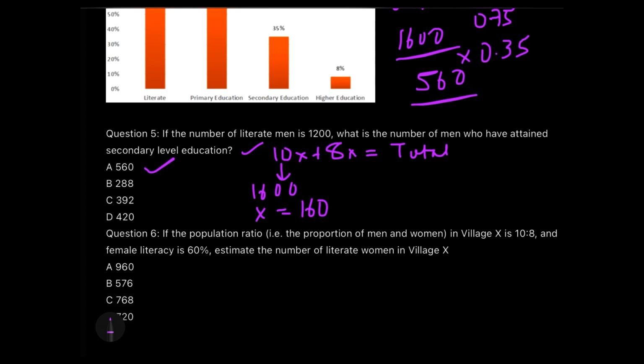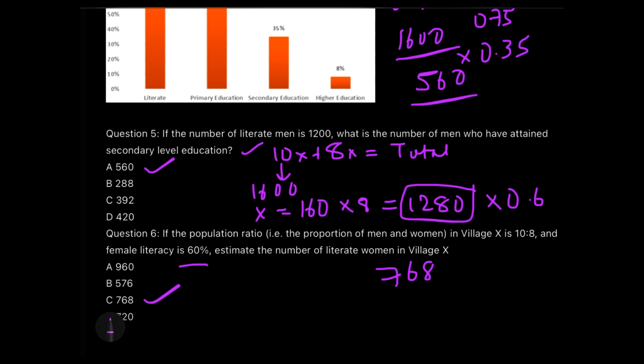So I'll get x as 160. Now, if x is 160, then the number of women would be equal to 160 multiplied with 8, because that's the fraction value. 160 into 8, that gives me 1280 women in total. Now, out of this total women, 60% are literate. So, if I multiply further 0.6 to 1280, I would be getting the answer as 768, that is equal to option C. So I took the decimal part again.